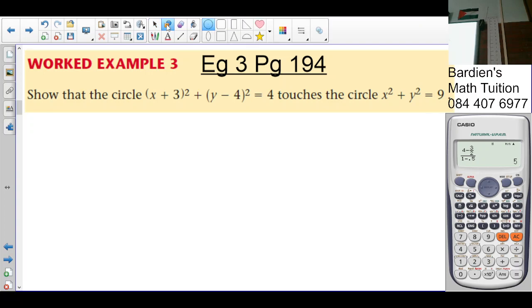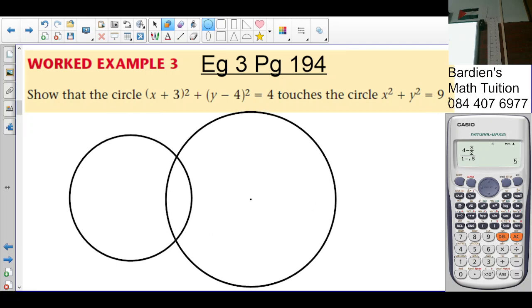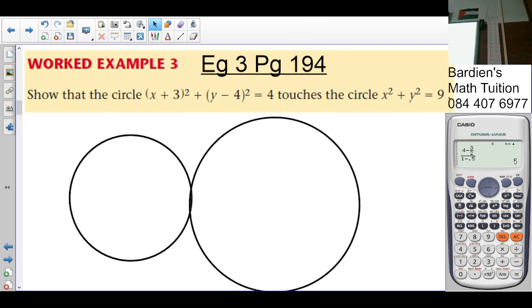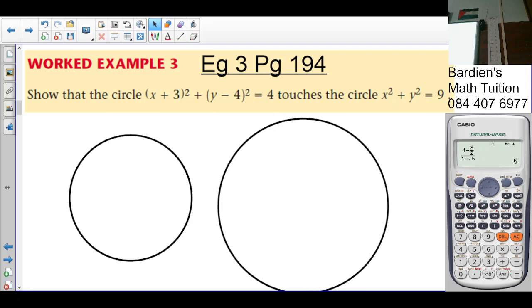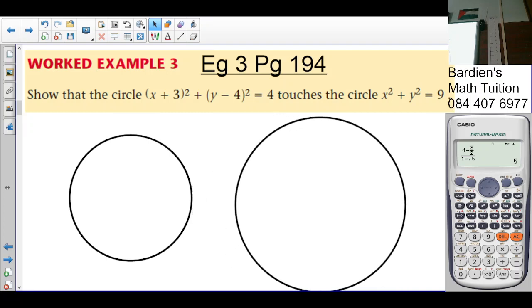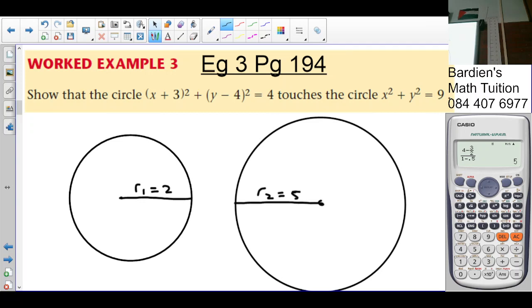So what we do is, there's some theory here you need to know. We have two circles. Okay, let's make one bigger than the other. Let's say the radius of the circle R1 is equal to 2 and R2 is equal to 5. That's the case. Okay.